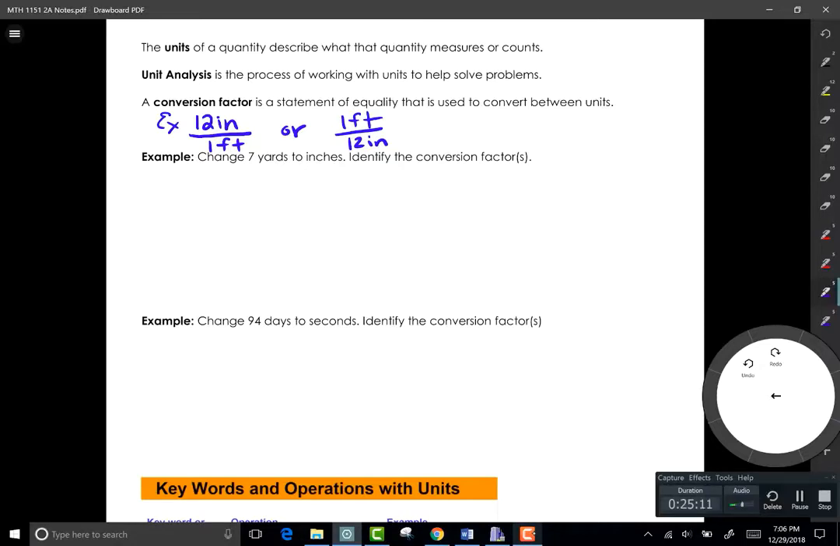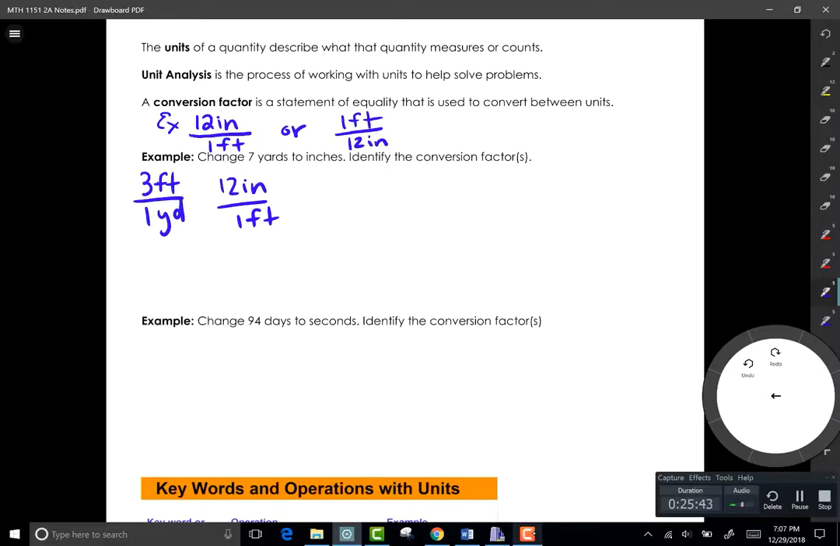So in the first example, I want to change 7 yards to inches. And we're going to identify the conversion factors. So I know a couple things. I know that there are 3 feet in 1 yard. And I also know that there are 12 inches in 1 foot. Now I can flip those upside down. I can put 1 yard on top and 3 feet on the bottom, and I can put 1 foot on top and 12 inches on the bottom. It doesn't matter what's on the top and the bottom because it's still equivalent to 1.